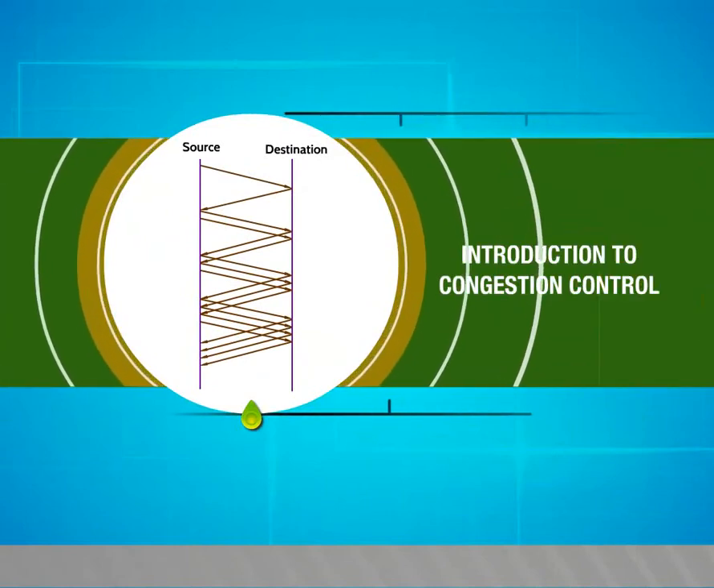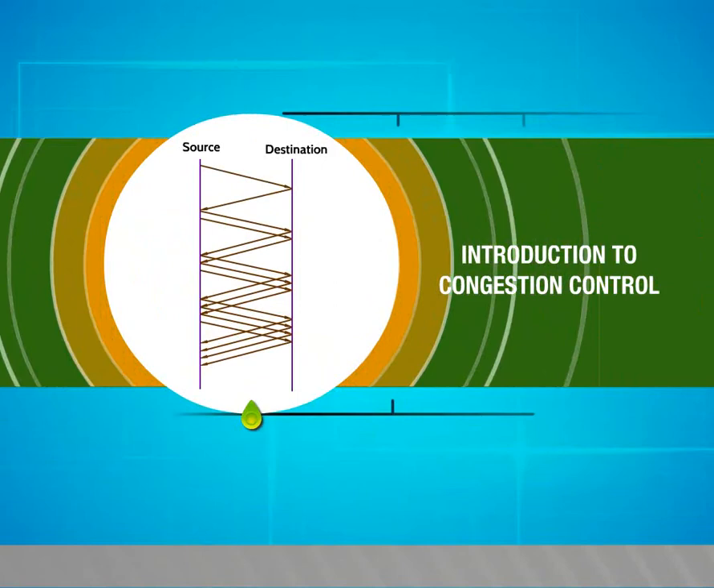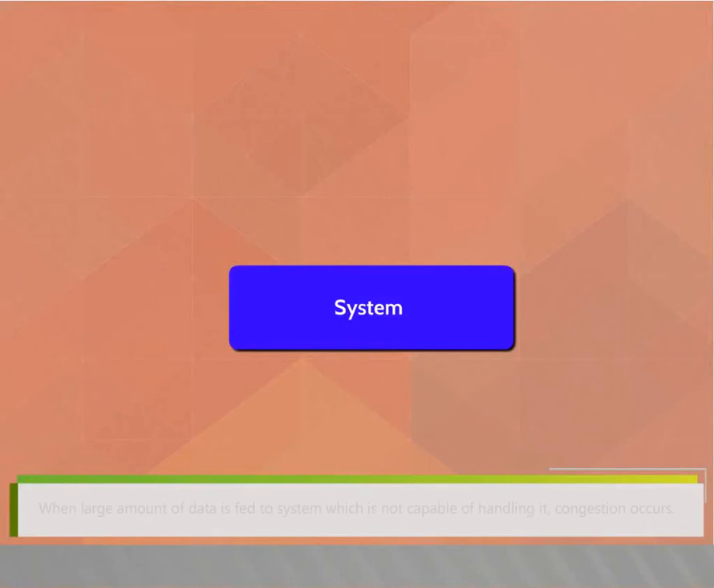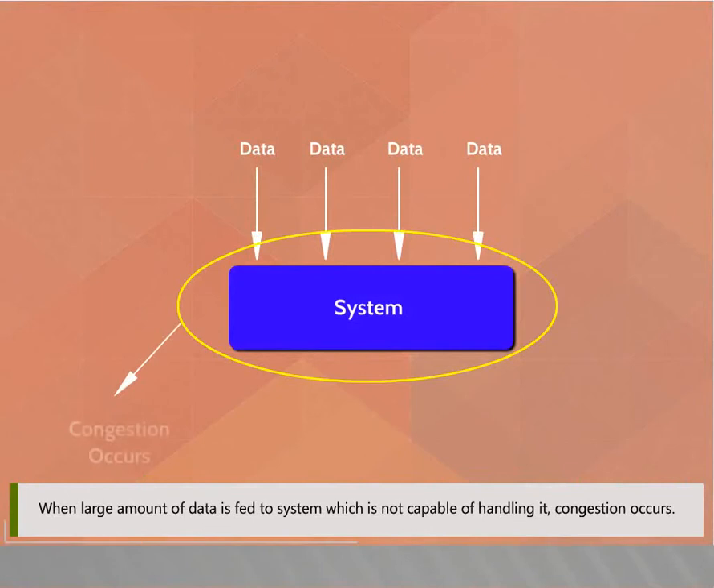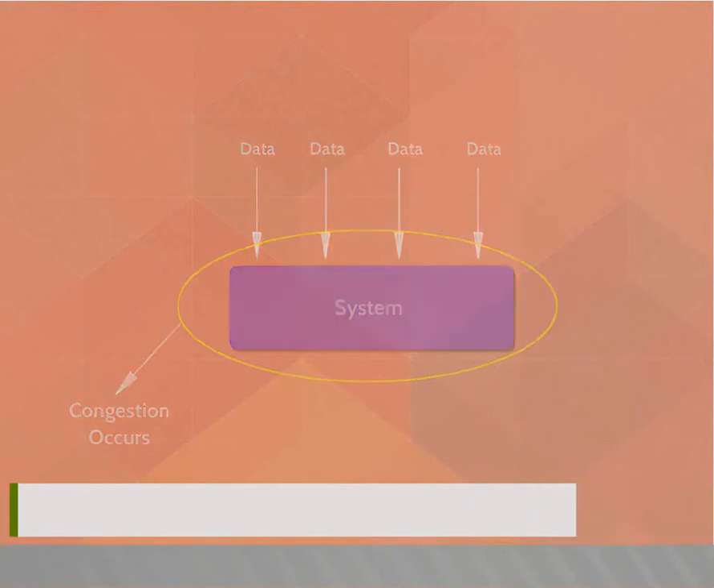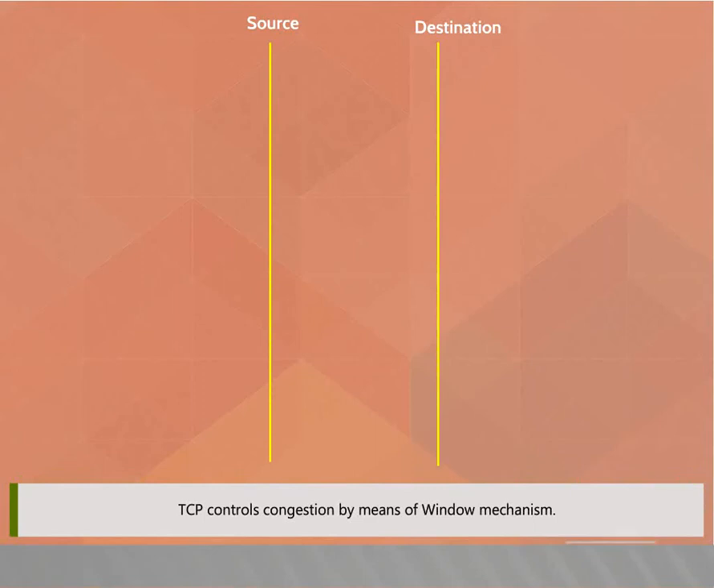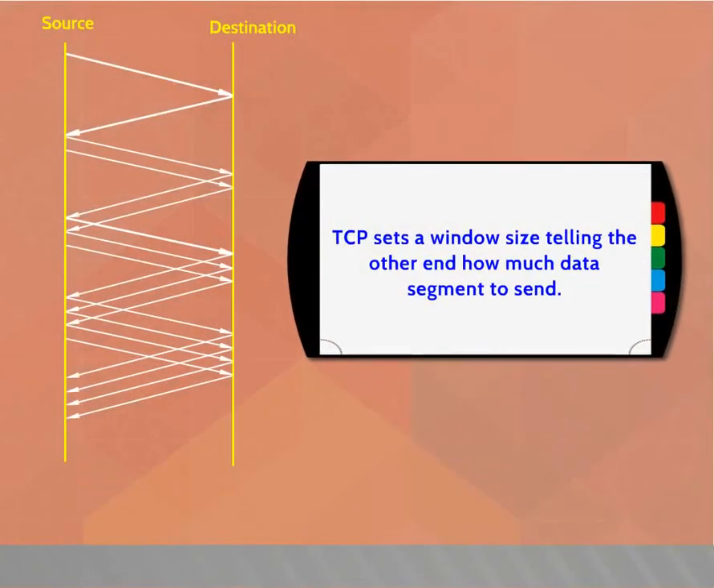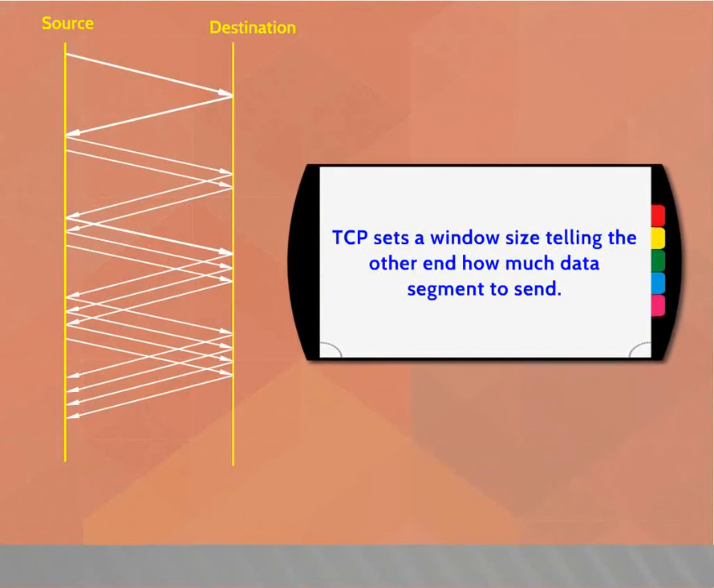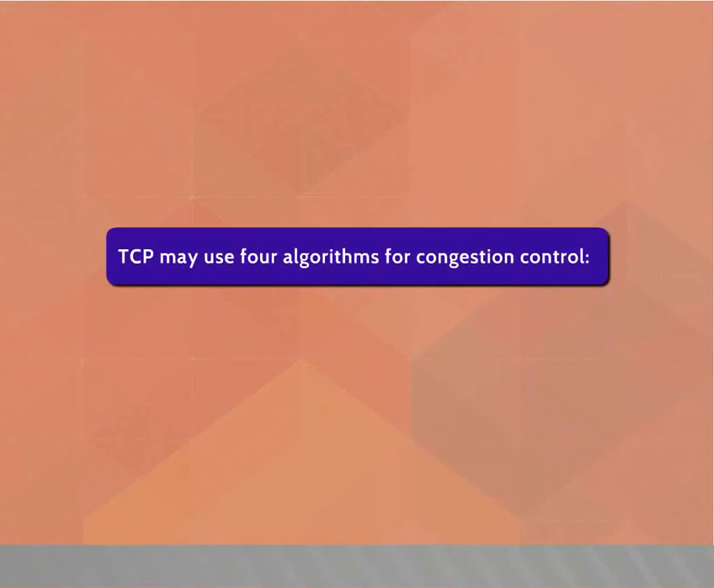Introduction to congestion control. In this video, we are going to see about introduction to congestion control. When a large amount of data is fed to a system which is not capable of handling it, congestion occurs. TCP controls congestion by means of a window mechanism. TCP sets a window size telling the other end how much data segment to send. TCP may use 4 algorithms for congestion control.